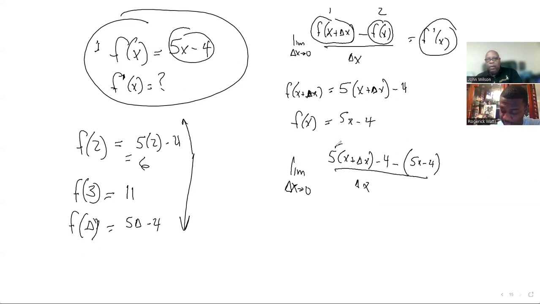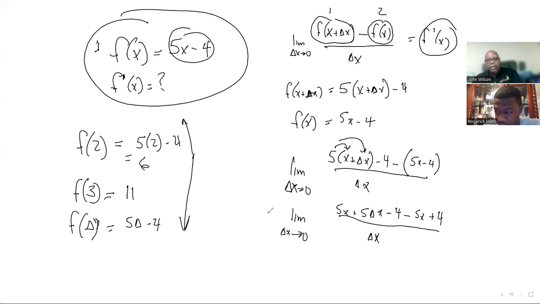Now we use a thing called the distributive law. You might have heard of it. The limit as delta x goes to 0 of 5x plus 5 delta x, right? Minus 4, don't forget the minus 4. Okay. Minus 5x plus 4, yes? You see why it's plus 4, right? Minus a minus, all over delta x.